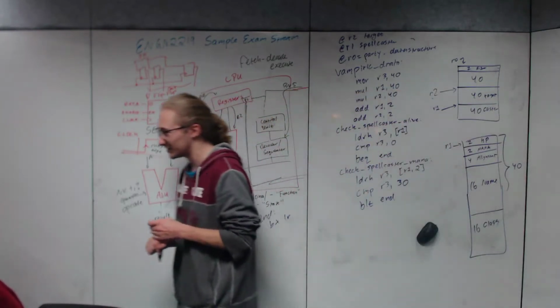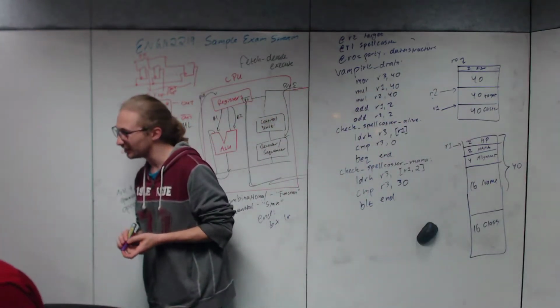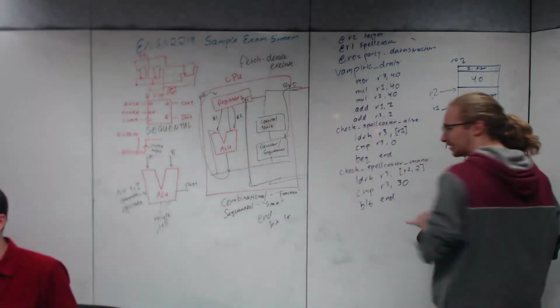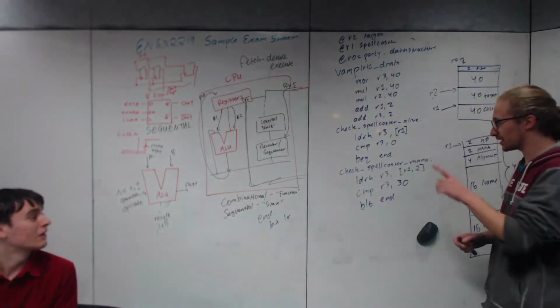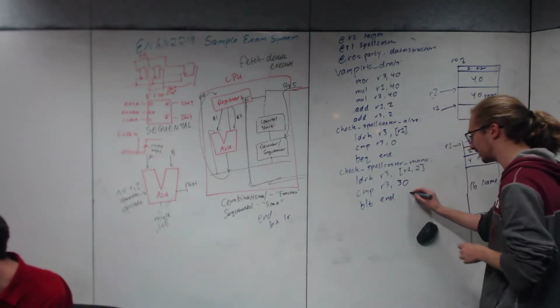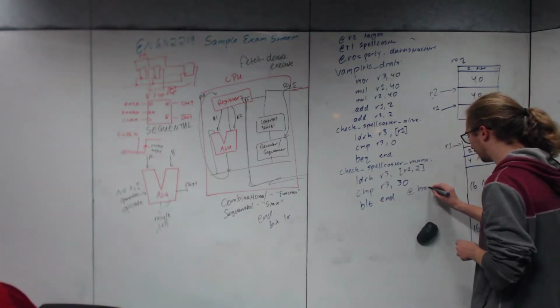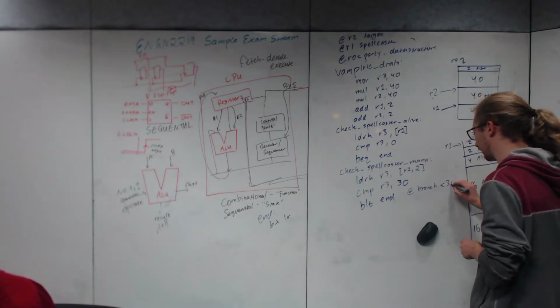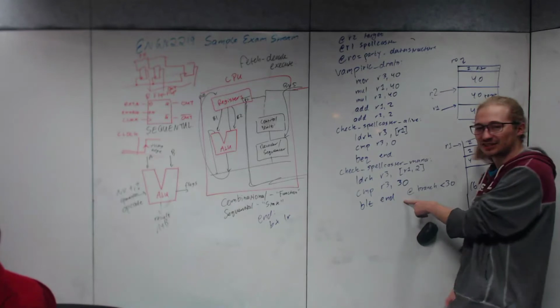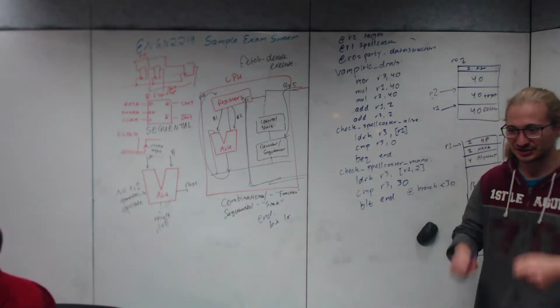Can someone get a cheat sheet on it? Sorry, what was the question, Dave? BLT. Does BLT branch less than or less than or equal to? Less than. BLE is less than or equal to. Okay, yeah, so this is the one I want. This is branch strictly less than 30. So this would be a really silly edge case. Oh, thank you. This would be a really good edge case to get tripped up on. So this is the point where I check my cheat sheet.